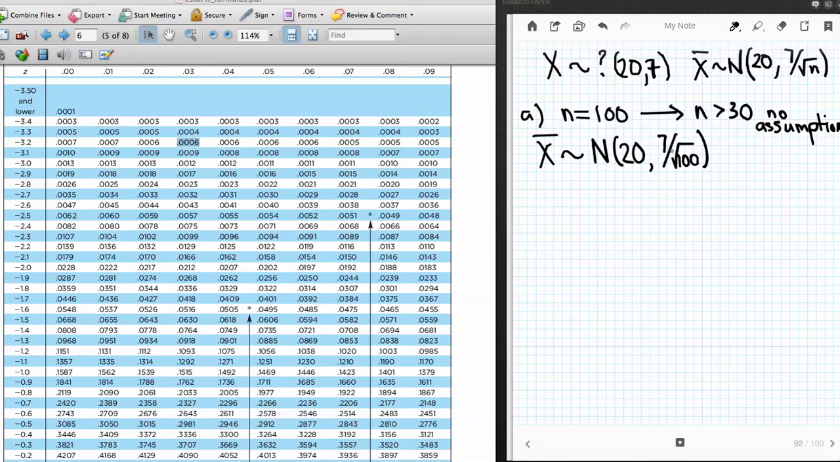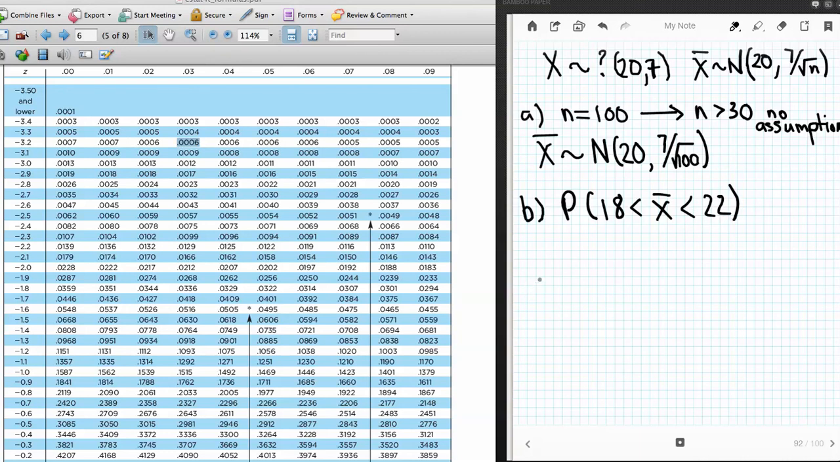And then the next one says, find the probability that x bar is between $18 and $22. So, or the average is between $18 and $22. So we're being asked to find what's the probability that if we have 100 shopping trips, the average would be somewhere between 18 and 22.